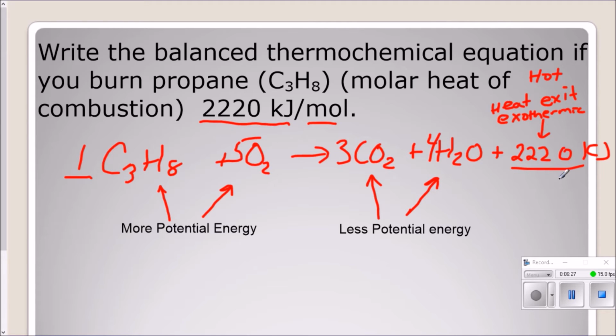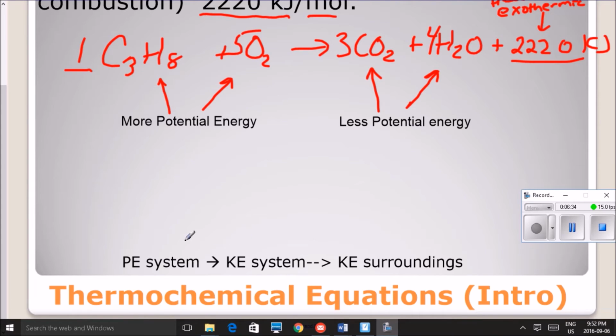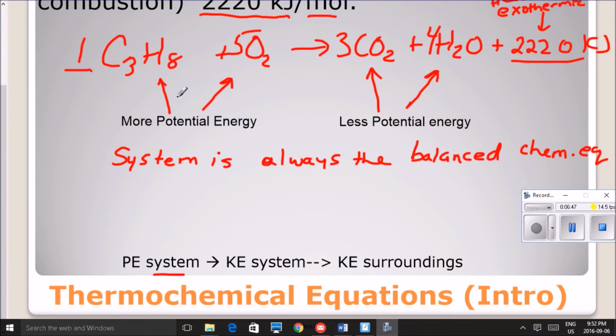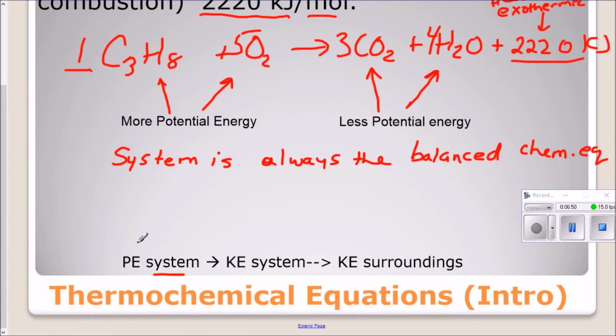So let's think about this further. If we think about the potential energy in the system here, and when we talk about the system, the system is the balanced chemical equation. So there was a change in potential energy between the reactants and the products. So the change in the potential energy of the system is actually turned into kinetic energy of the system, which is the products. So this heat here actually made these products vibrate very quickly, because remember, kinetic energy is the energy of movement. So the CO2 and water vibrated very quickly in your barbecue.